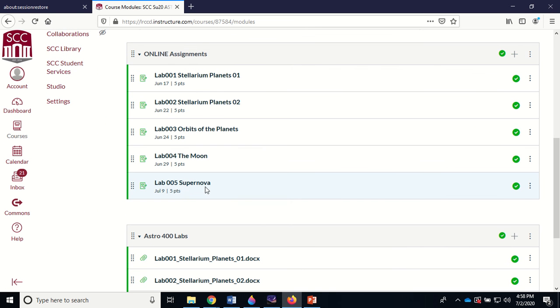So you can see Supernova. This one's up now, but you know what? Just remember that correction I made. I don't want to go through and, oh no, I better. Okay, I'll re-put it up. All right, so these 4 here: the planets 1, the planets 2, orbits of the planets, and the moon.